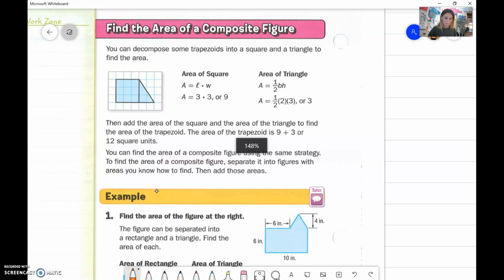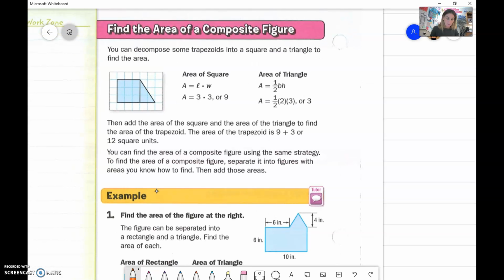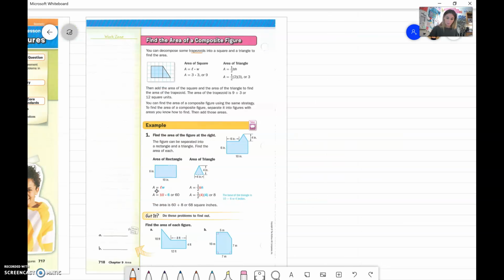So let's talk about this. It says find the area of the composite figure. You can decompose some trapezoids into a square and a triangle to find the area. So taking a look at this, oops, not sure what's happening. Well, let me click that out.